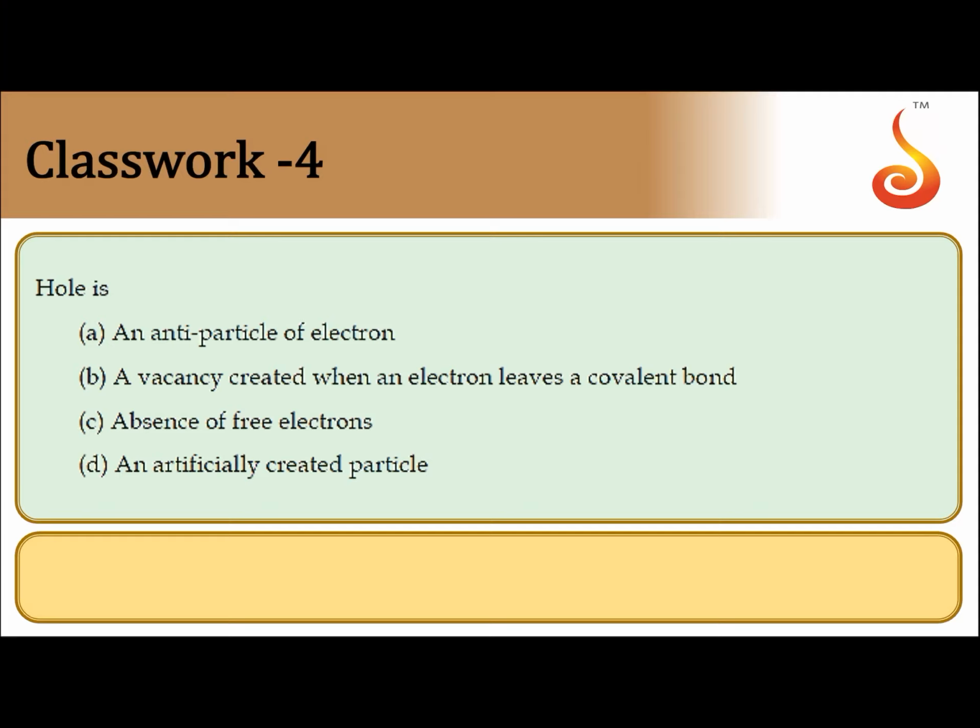Moving on to next one. Hole is an antiparticle of electron, a vacancy created when electron leaves the covalent bond, absence of free electron, or an artificially created particle. So we know that hole is a vacancy created when electron leaves the covalent bond. So it should be option B.